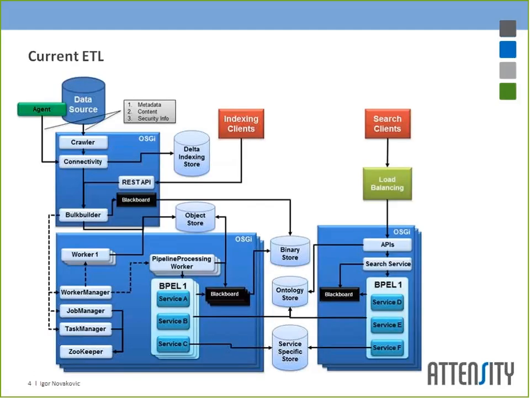So the current ETL situation can be observed in the upper left part of this architecture overview. And you can see immediately that there is a clear separation of components responsible for processing information and the ones for getting them. You see that the crawler is actually running in its separate framework. It's being managed by the connectivity component, and it's, so to say, somehow outside of the system.